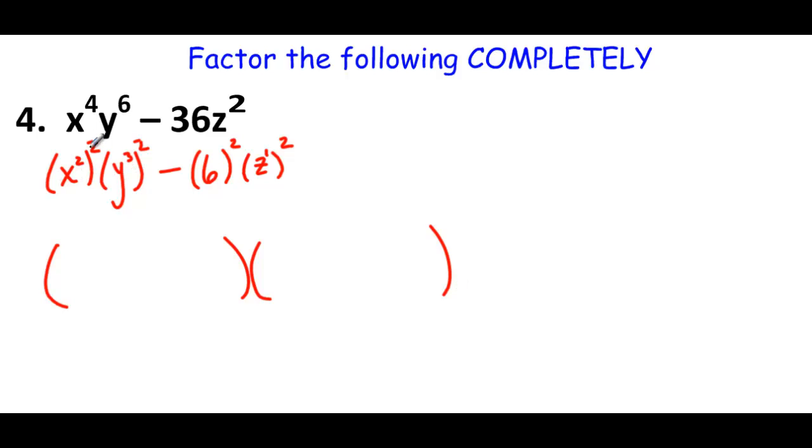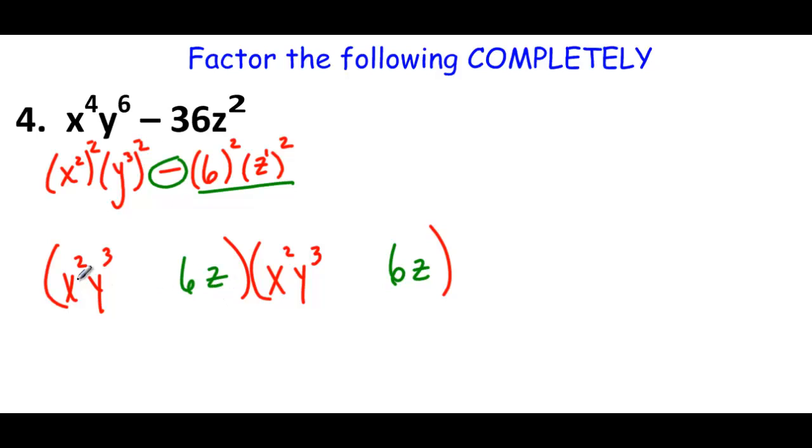All I'm going to do is take one of each of these pairs and put them in each parenthesis. So I know I need an x squared and a y cubed in each one. I know if I look at my second part, I need a 6 and a z, 6 and z. But I need to get a negative. When I multiply my first two, there's my x to the 4th, y to the 6th. But when I multiply the last two, I get a 36z squared, but it needs to be a negative. So it means one has to be positive, one has to be negative to get my final answer.